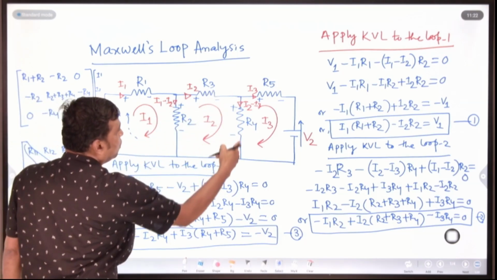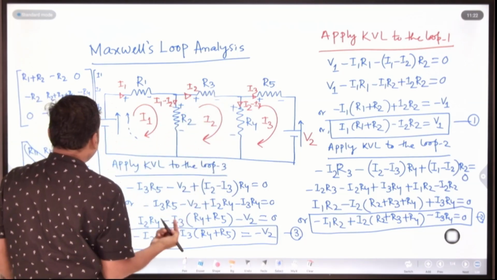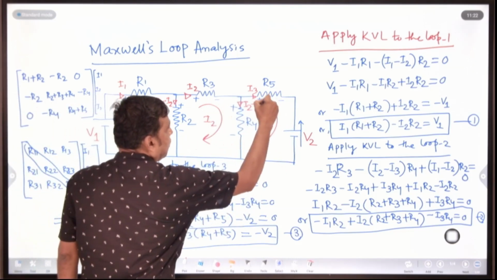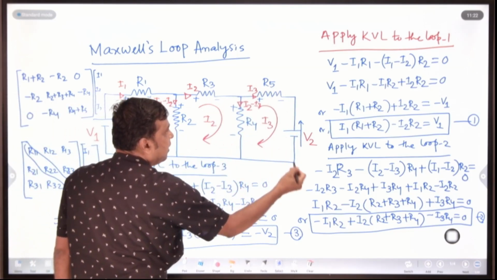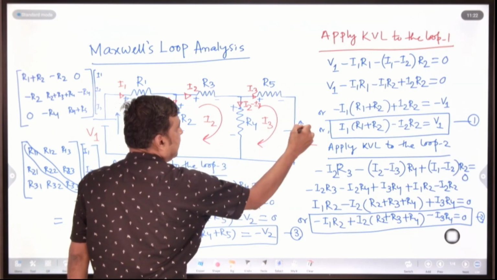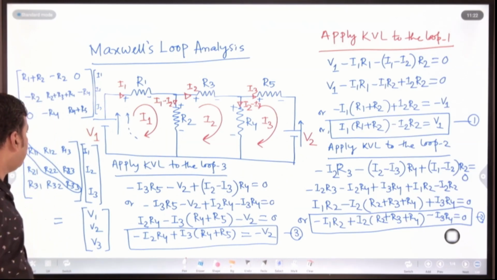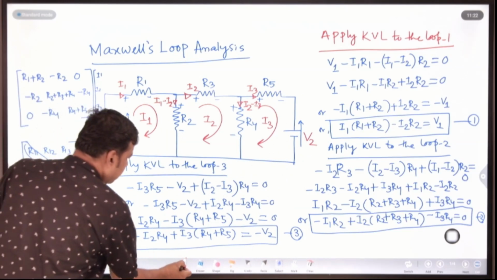Similarly, loop 2, there is no voltage. So V2 equal to 0. In the third, look at this here. The current direction is like this, your clockwise, and the voltage direction is like this. This current and voltage is opposite. The net voltage is your minus V2.